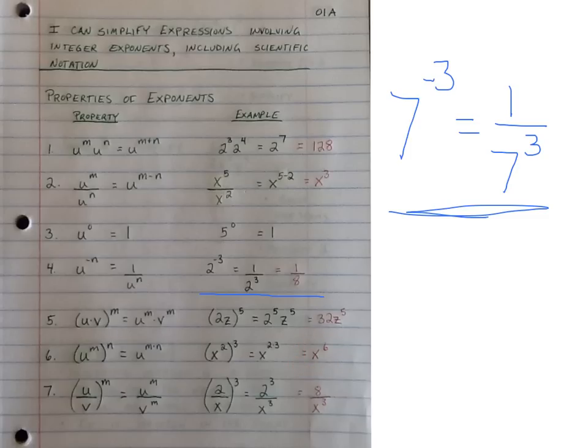And then the final property of exponents is u over v, and that division is raised to a power. And we can do the same thing of distributing the power in, so we get u to the m over v to the m. And I've written an example here. 2 over x all raised to the 3rd power gives us 2 to the 3rd over x to the 3rd, which further simplifies to 8 over x to the 3rd.